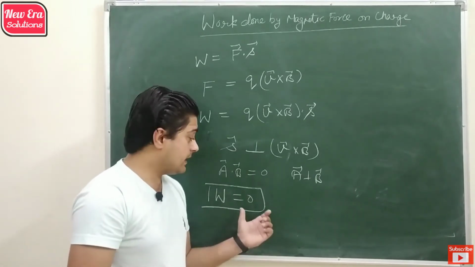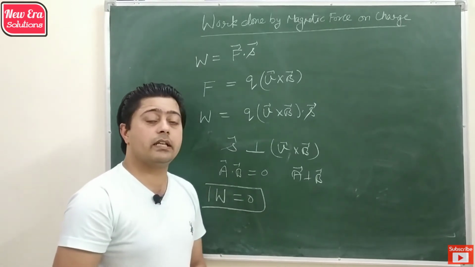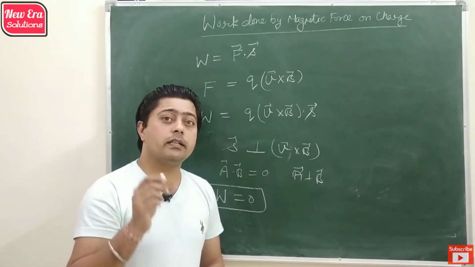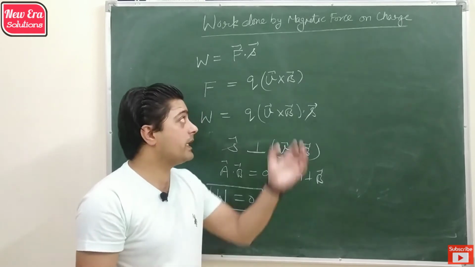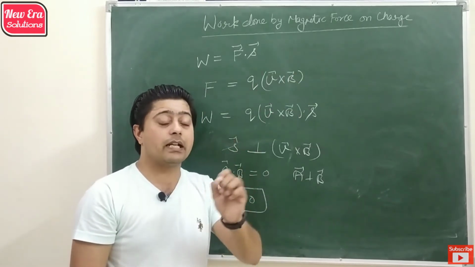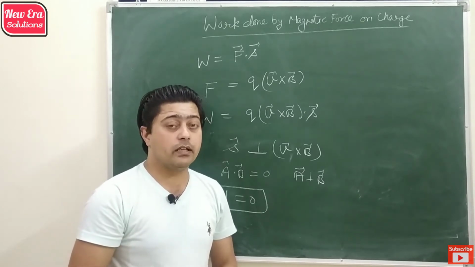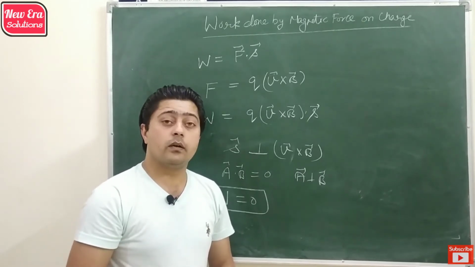It shows that there is no change in the speed of the charge or its kinetic energy, but the magnetic force can change the direction of the charged particle because it acts perpendicular to its motion.